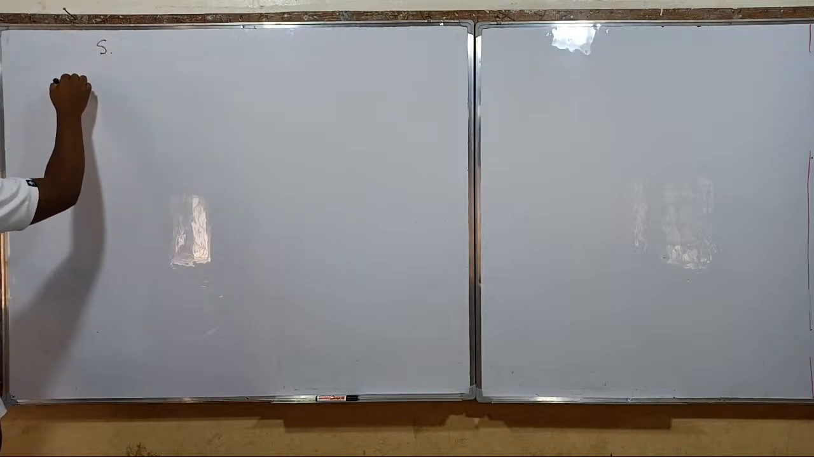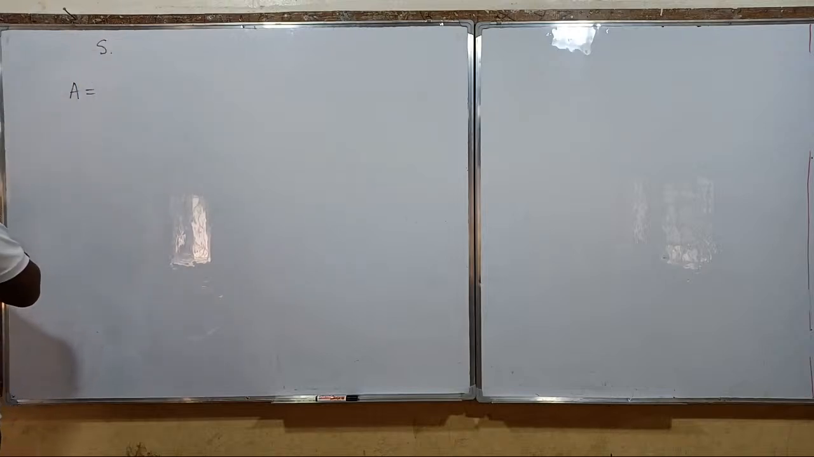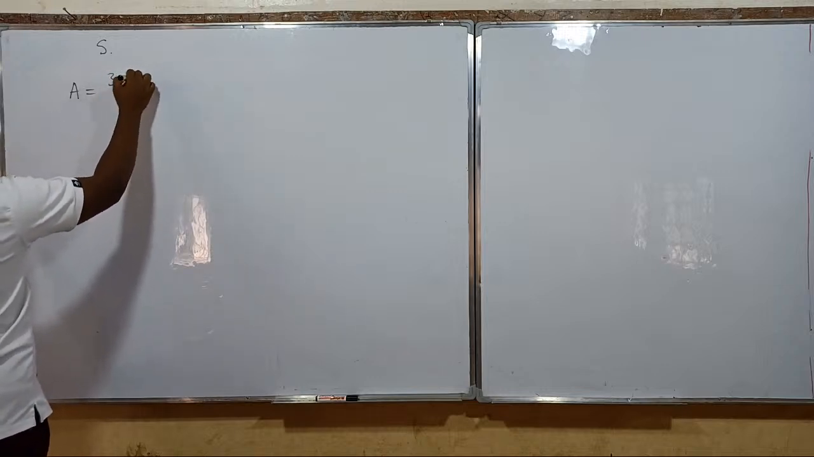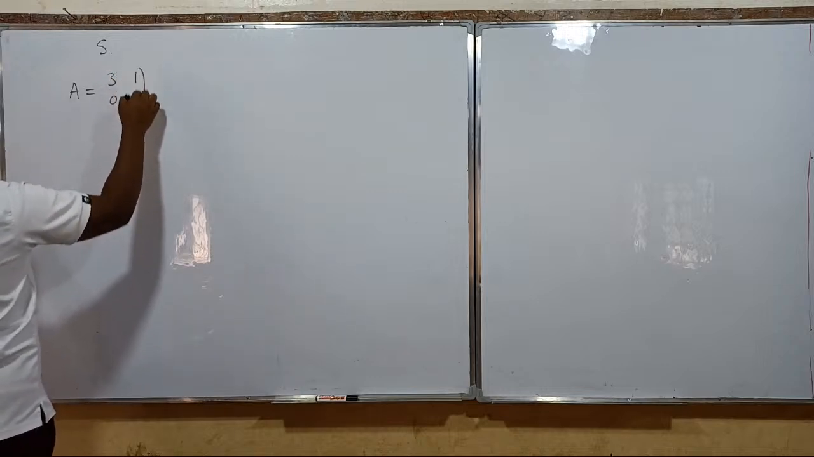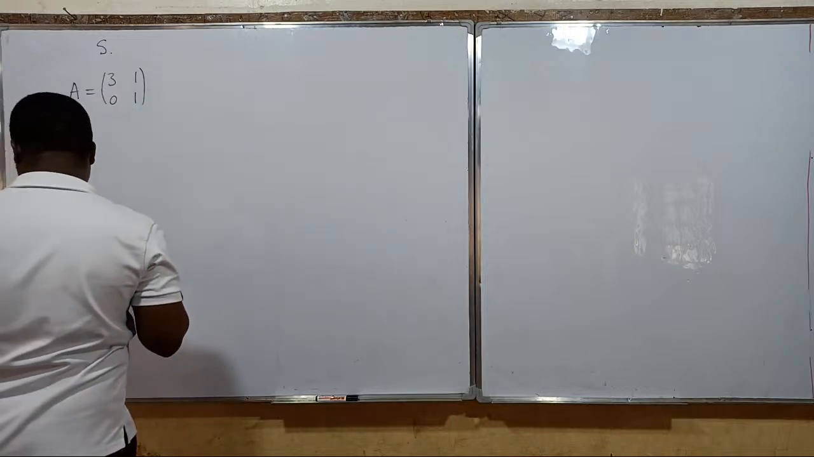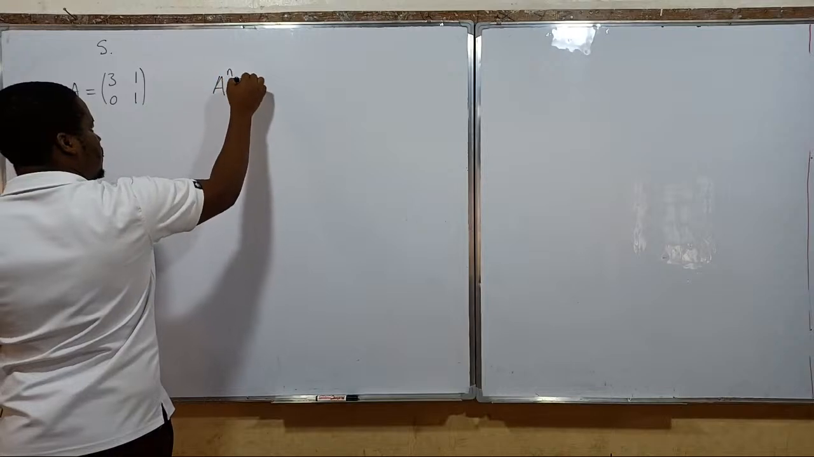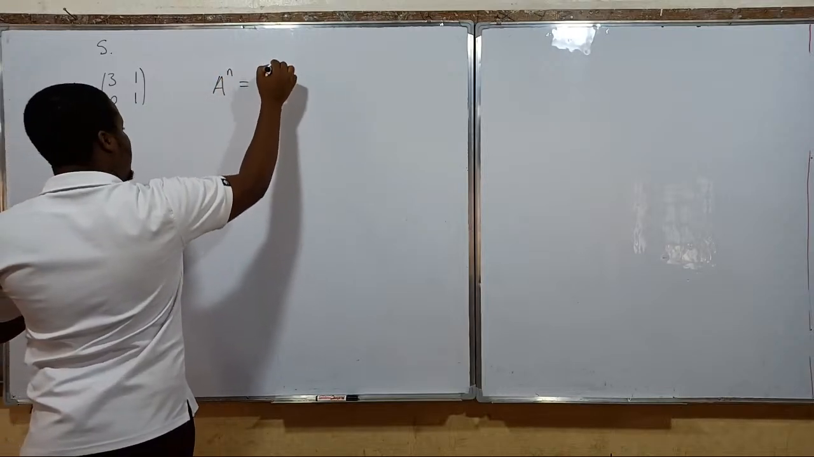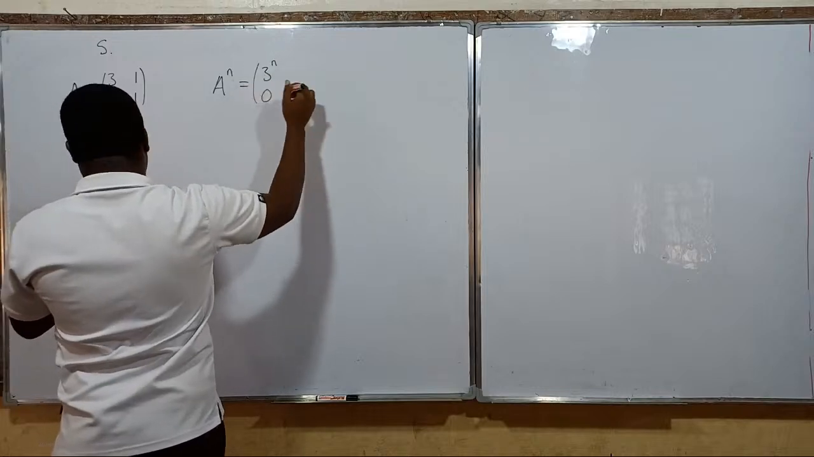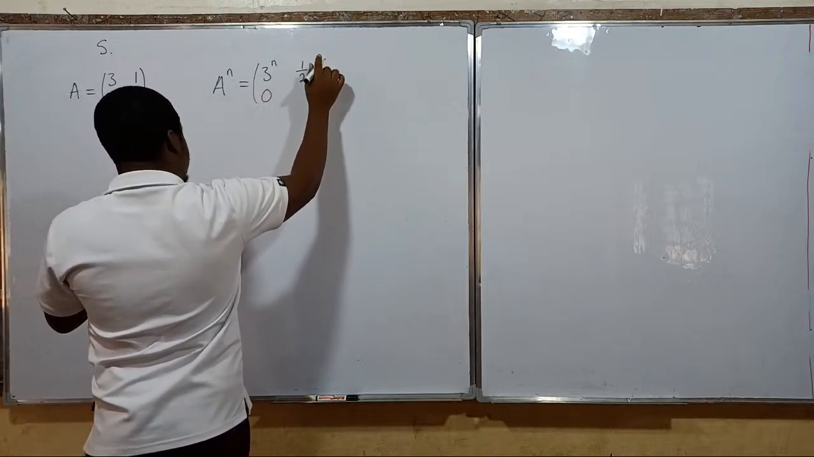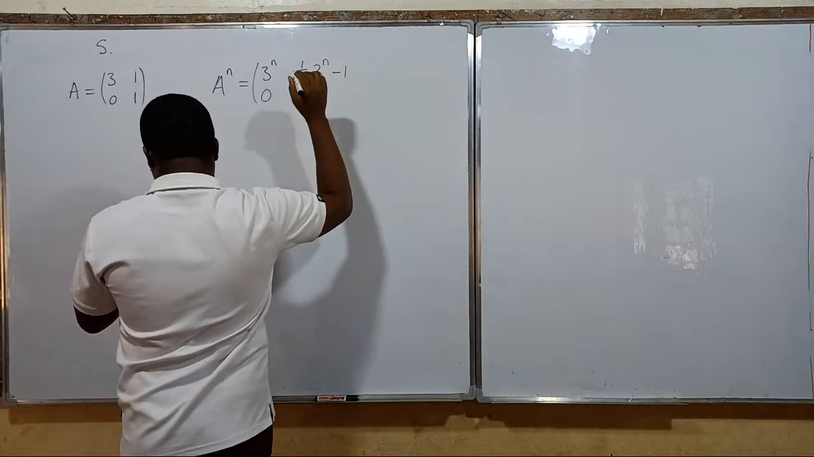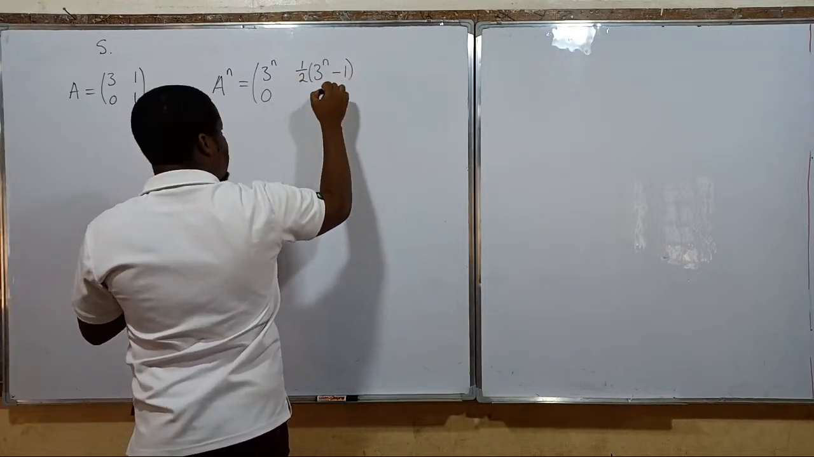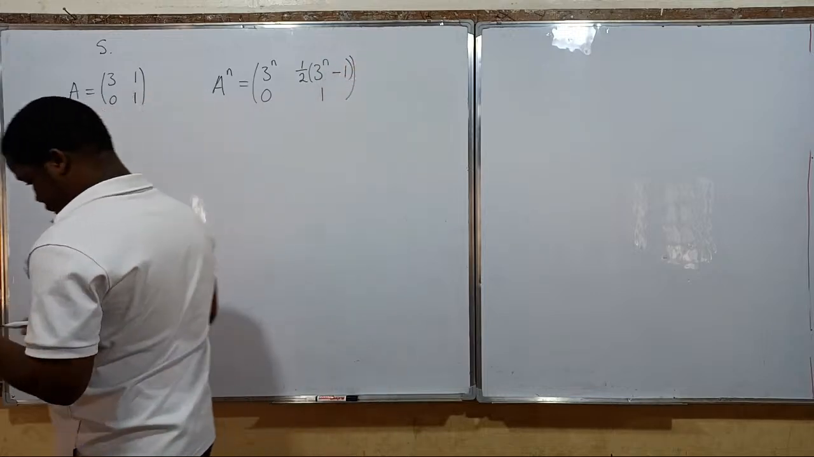Let's do question 5. Question 5 says the matrix is given by A. So matrix A is equal to [3, 1; 0, 1]. Prove by induction that A to the n is equal to [3 power n, half (3 power n minus 1); 0, 1].